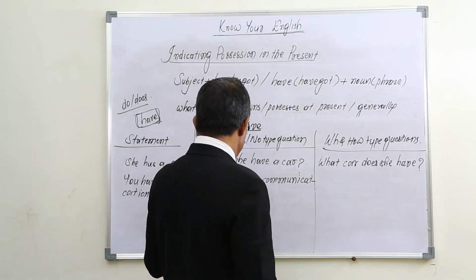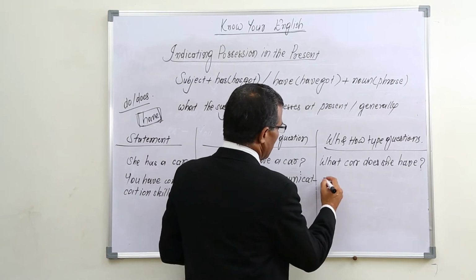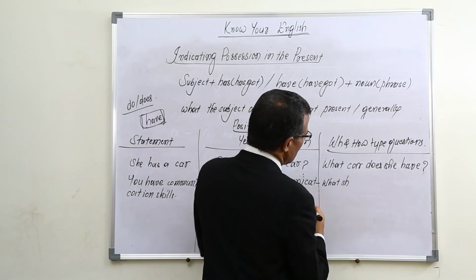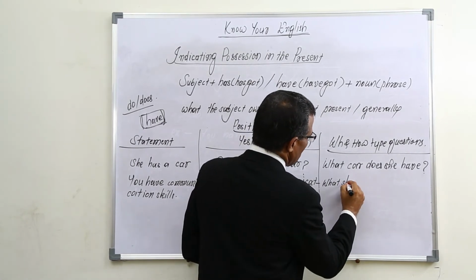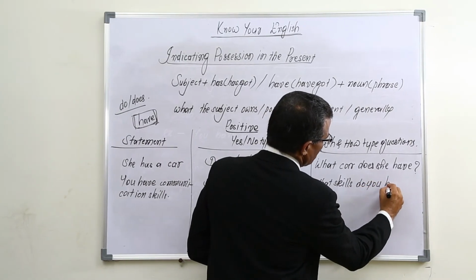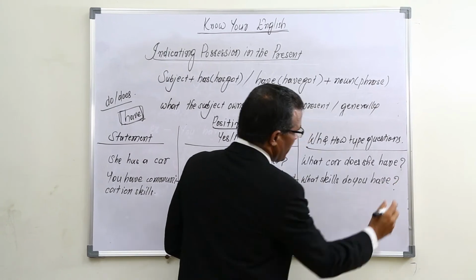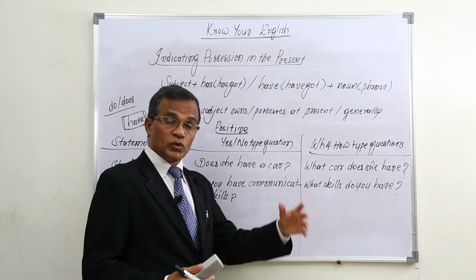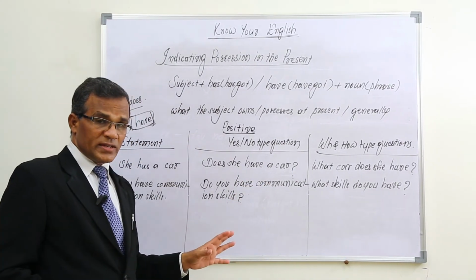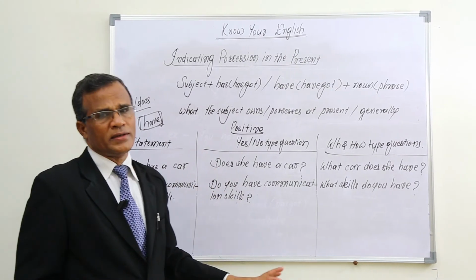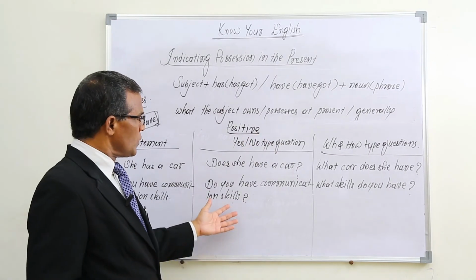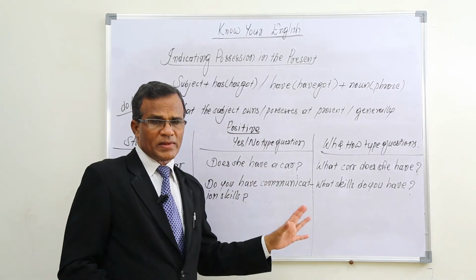Now we are coming to WH questions. We can say what skills do you have? What skills do you have? What type of skills do you have? We can say like that. So simply framing questions is quite common in all structures. Just like in other structures, in this structure also we find the same way to frame the questions.